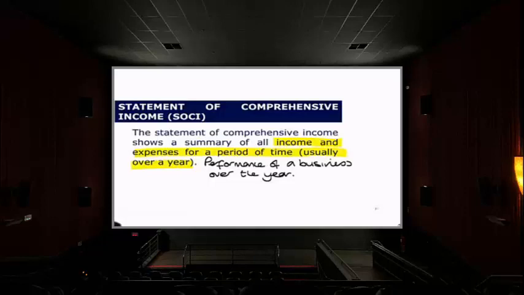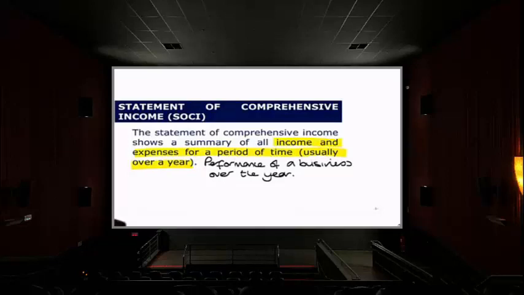So I like to think of a statement of comprehensive income as a video recording, like what you're watching now. We're going to record every income and expense that's happened during the year, and then at the end of the year, we're going to stop the recording, take the tape out, and then summarize what has happened in that recording in the year, and that will be the statement of comprehensive income. So it's going to summarize all of the income and expenses of a business for the year, and then it's going to show a profit or loss at the bottom.